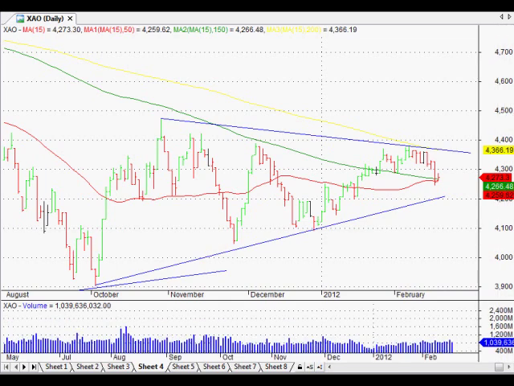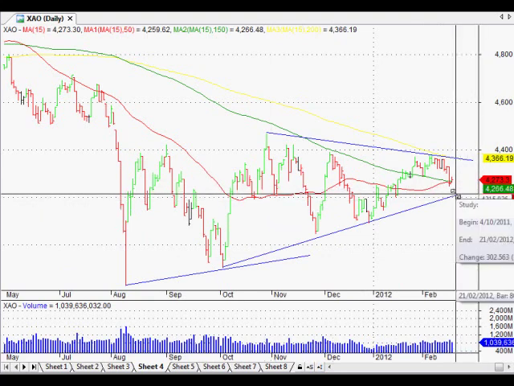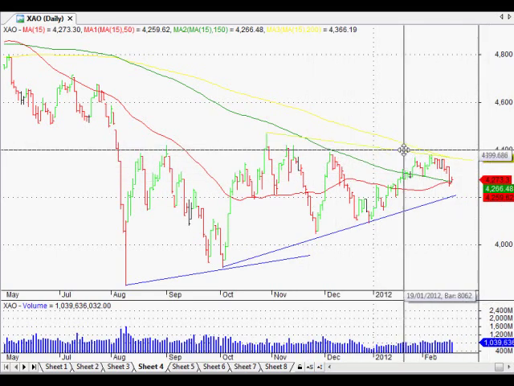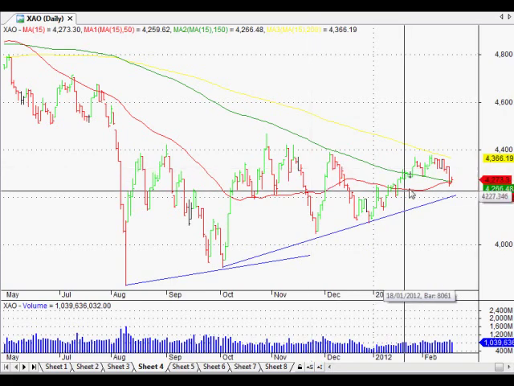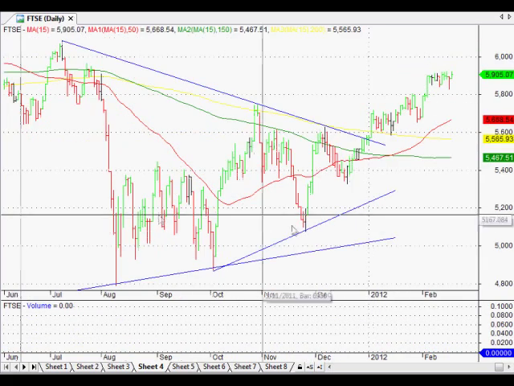So basically, we're waiting for that breakout. In other words, if it breaks down to the downside, well, look, I'm not expecting it to, but if it does, that's bad news. And if it closes above 4,400, that's exceptionally good news from a technical analysis point of view. Guys, really quickly, let's look at Europe.